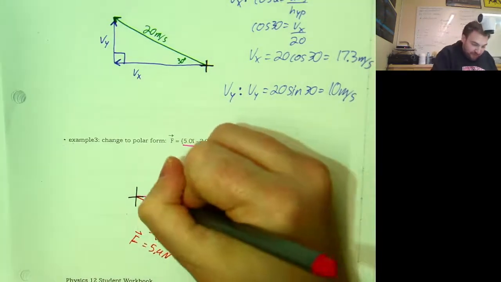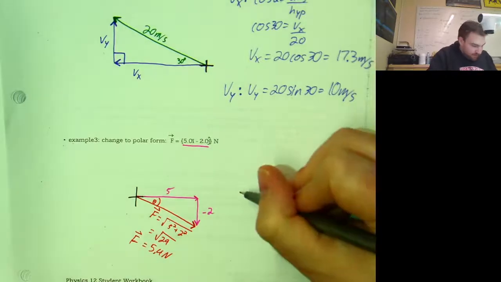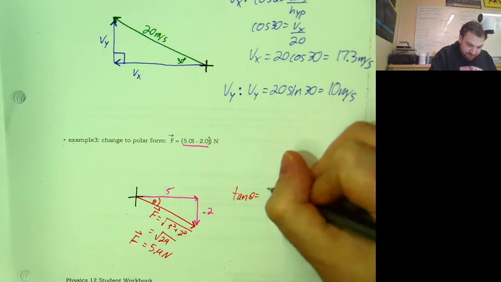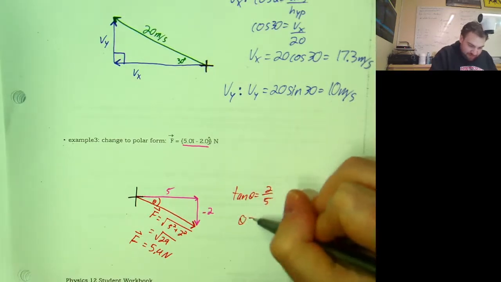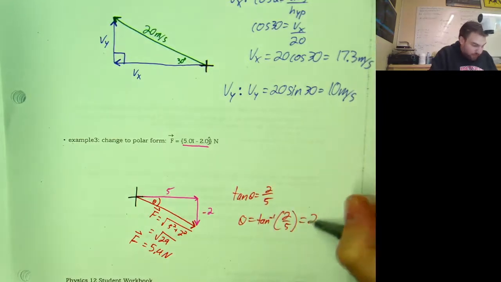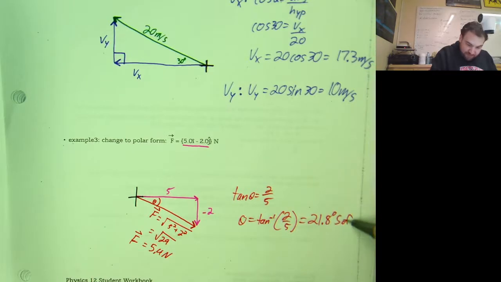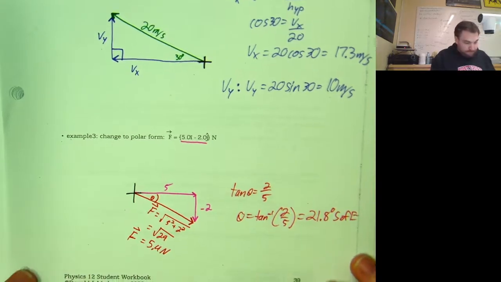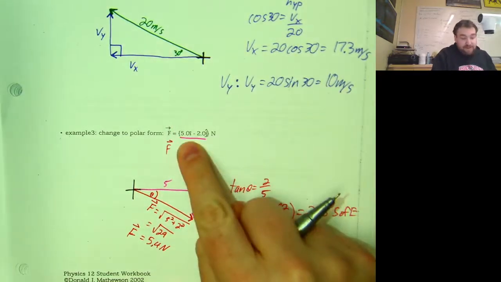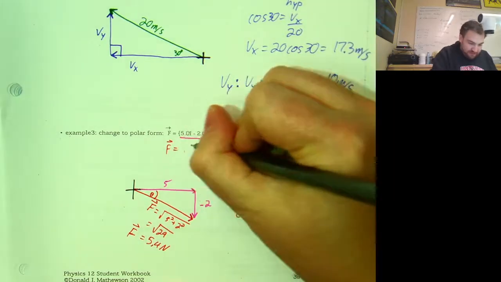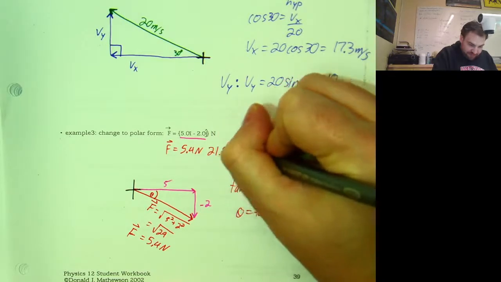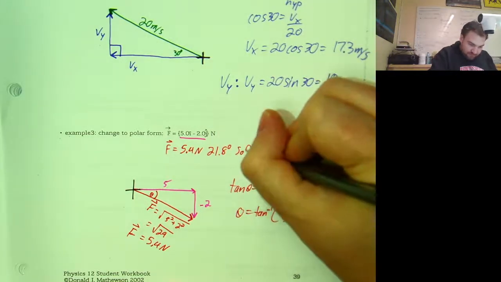And then to find the direction, we need that angle there. Tan theta is equal to opposite over adjacent, so that's going to be 2 over 5. Theta is the tan inverse of 2/5, which is 21.8 degrees south of east. So then we'd say our force vector is 5 i hat minus 2 j hat newtons, or it's 5.4 newtons, 21.8 degrees south of east.